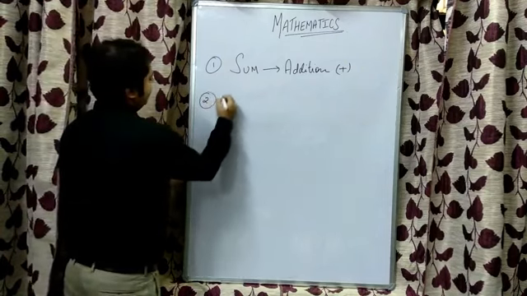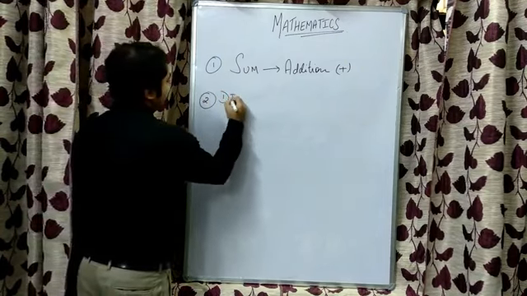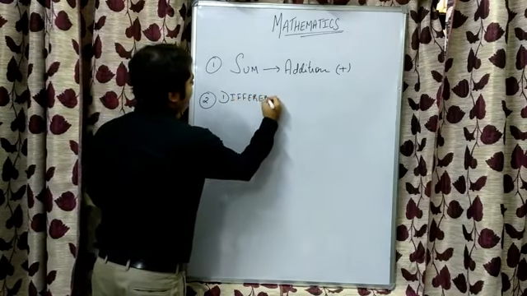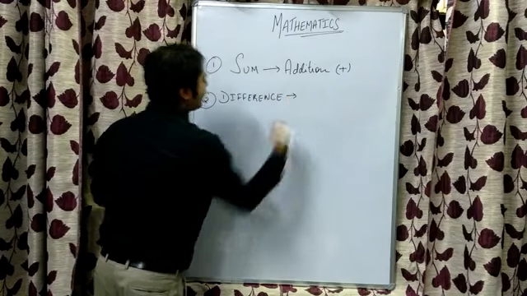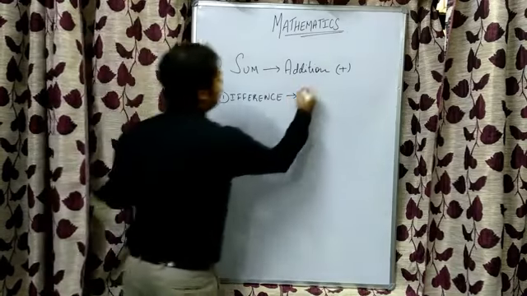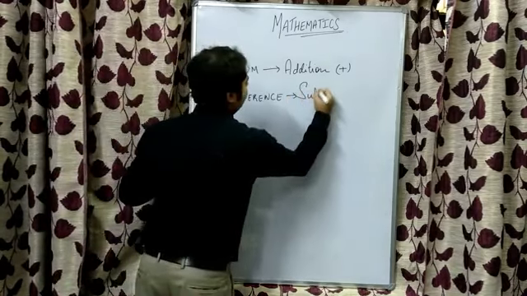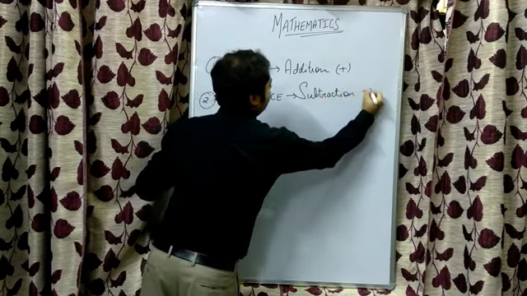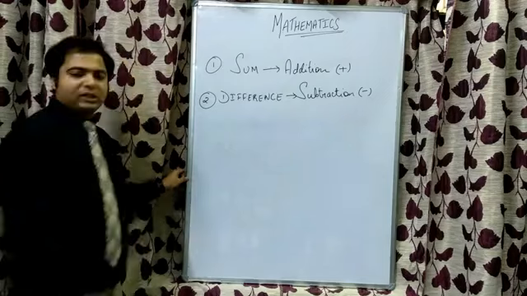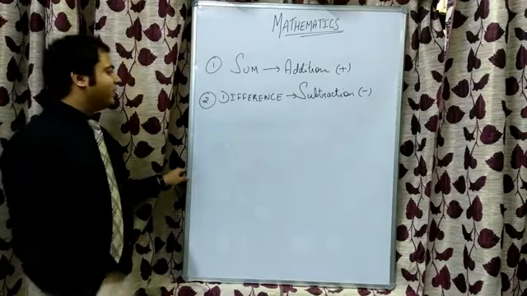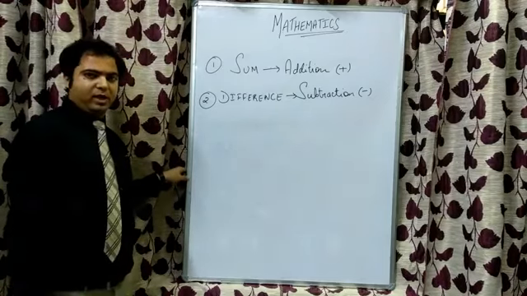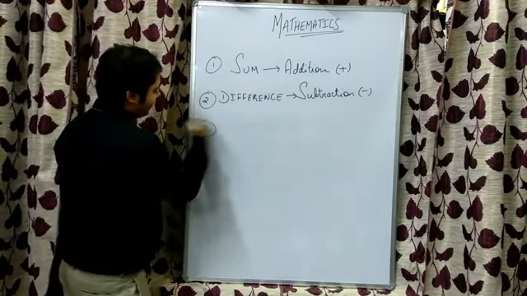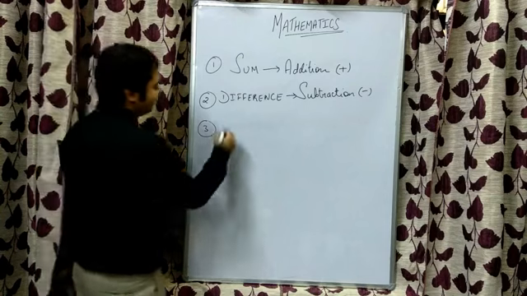Second one is difference, D-I-F-F-E-R-E-N-C-E. Difference basically means subtraction and the symbol is minus. Children basically get confused difference with division, and that's wrong. Difference basically means subtraction. The third term is product.